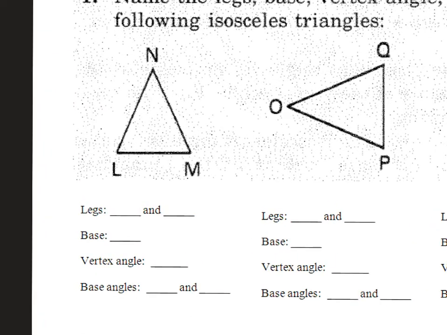So looking at this, I'm seeing that NL and NM are probably going to be congruent to each other because they're going to be equal in length. So I have NL and NM, and my base will be my leftover side, which is LM. My vertex angle is going to be the angle formed by my two legs, and my two legs are forming this angle right over here, which is angle LNM.